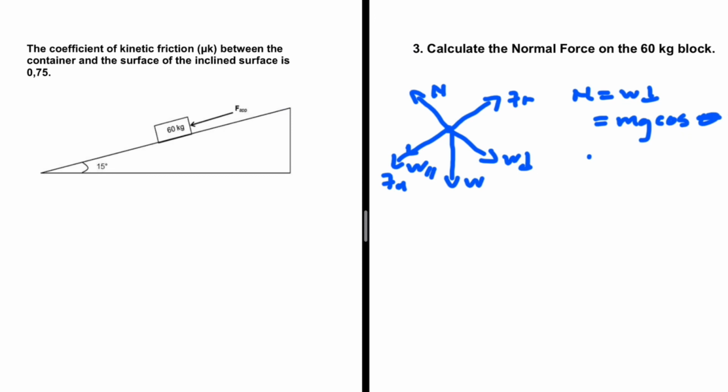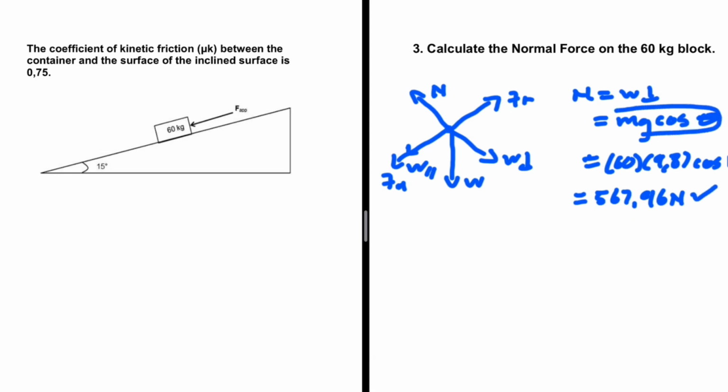So in this situation, we would actually have 60 multiplied by 9.8 cos of 15 degrees. So what is 60 multiplied by 9.8 multiplied by cos of 15 degrees? That is 567.96 newtons. So there we go. We have our normal force. This is the formula you have to use.